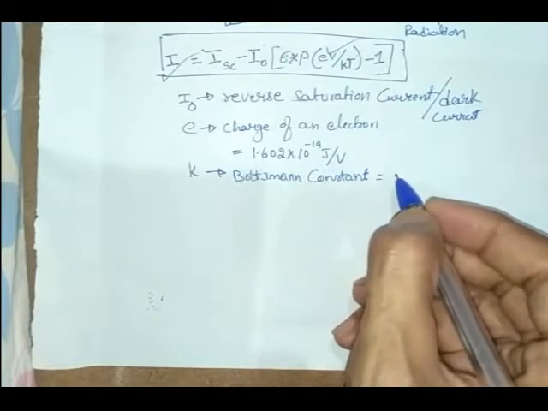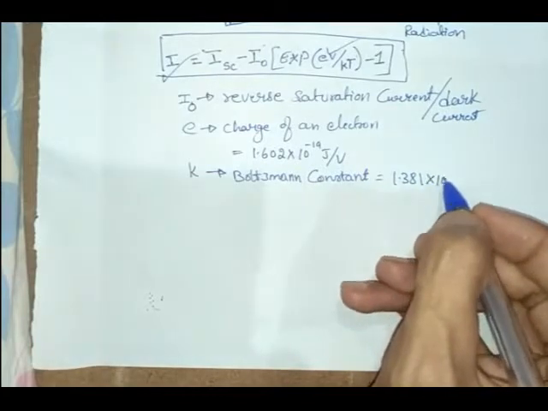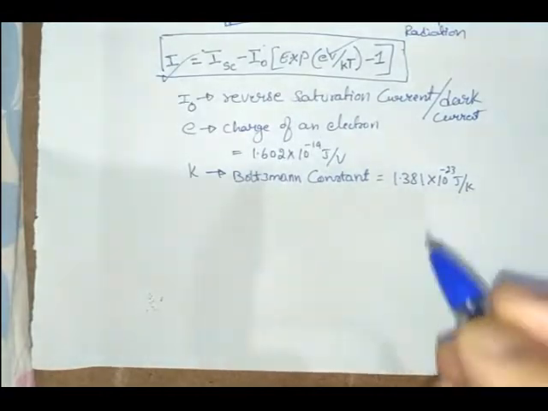And that value is 1.381 into 10 power minus 23 joules per Kelvin.